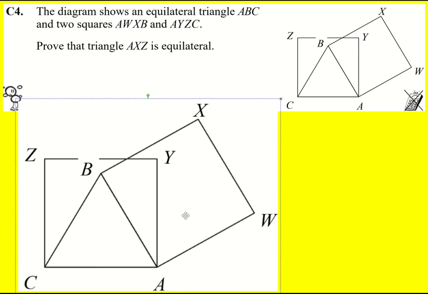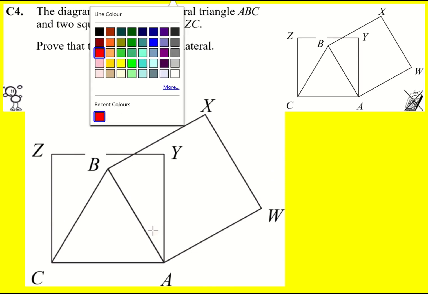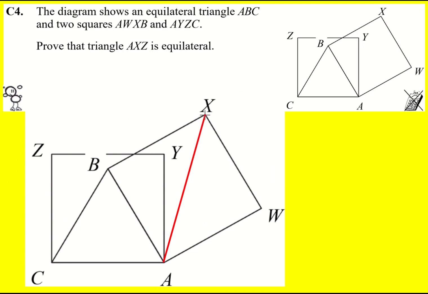Nice geometry problem here. We've got two squares and an equilateral triangle, and we've been asked to prove that AXZ is an equilateral triangle. So let's highlight that, AXZ. So the thing that's jumping out is probably to try and show that the angles are all 60 degrees.